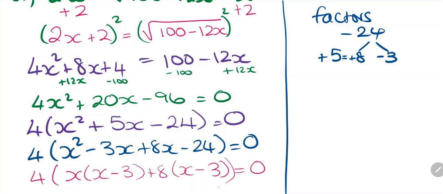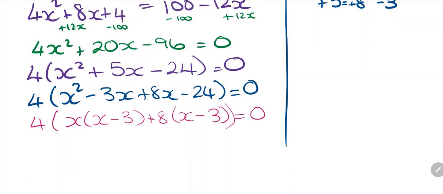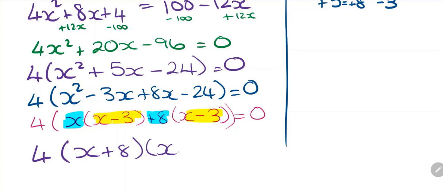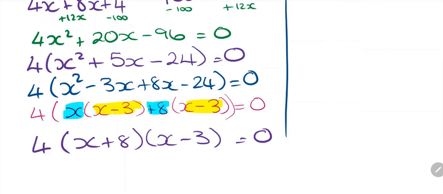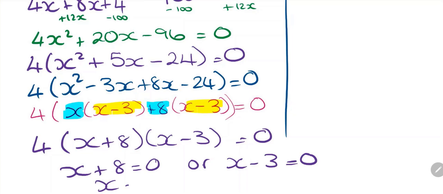And now these are the same, so I can combine these terms. So we'll have x plus 8 and x minus 3. Using the zero product property, we're going to have x plus 8 equals 0, or x minus 3 equals 0. So x is equal to minus 8, or x is equal to 3.